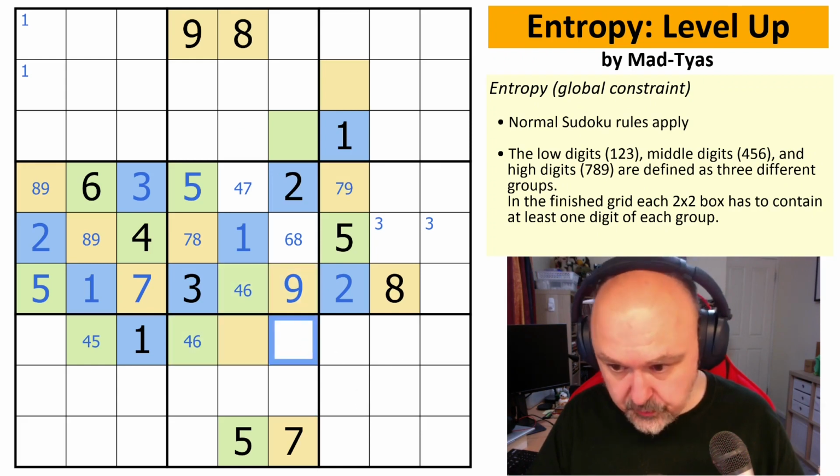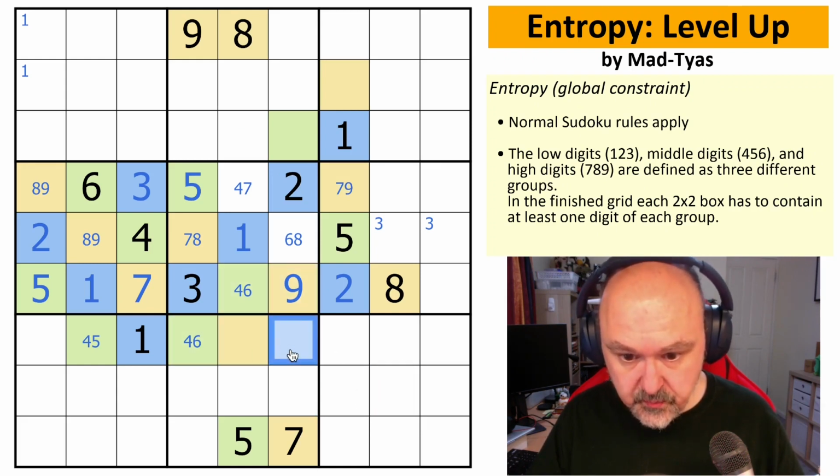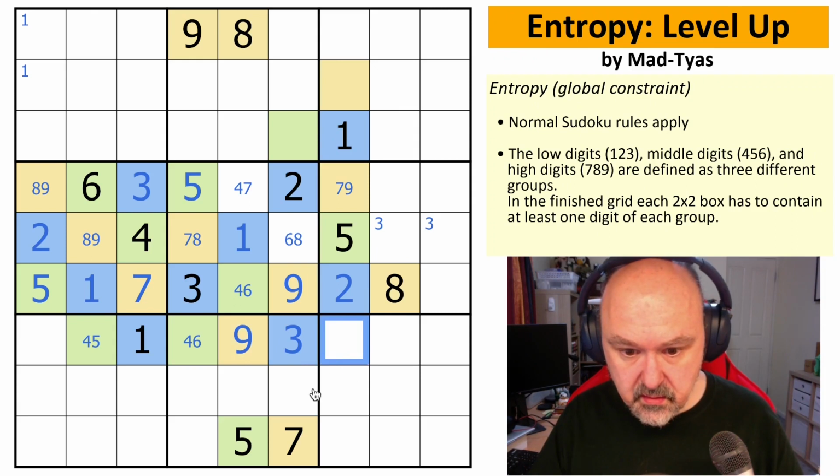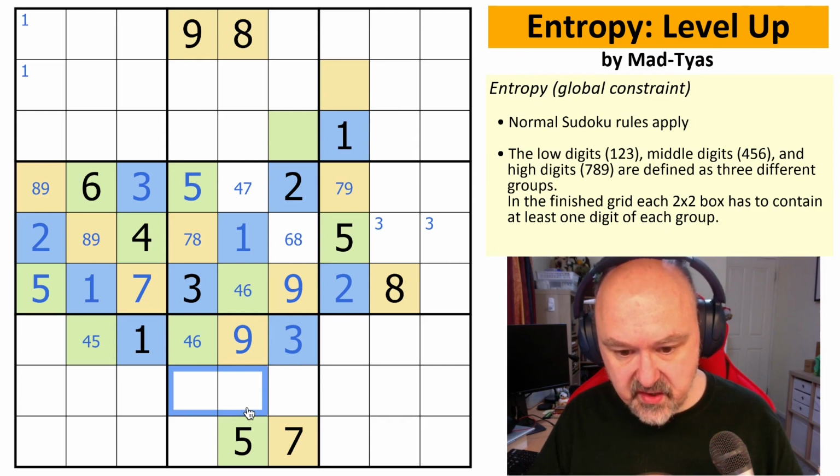This now needs a blue. Hello, blue. Which is a 3. This is an 8 or a 9. That's a 9. Which... I need to put a blue in there, which now needs to be still one of many things.